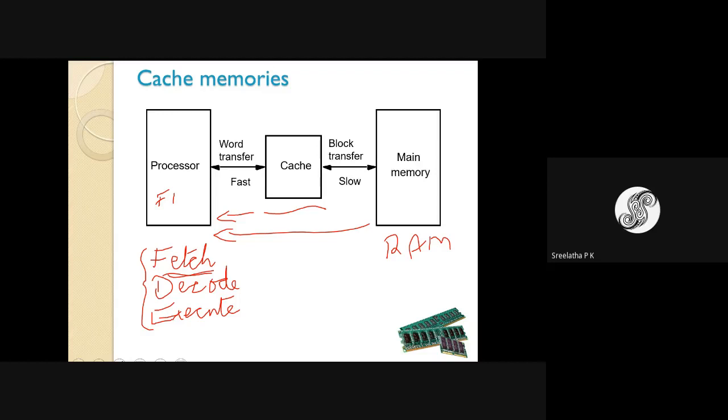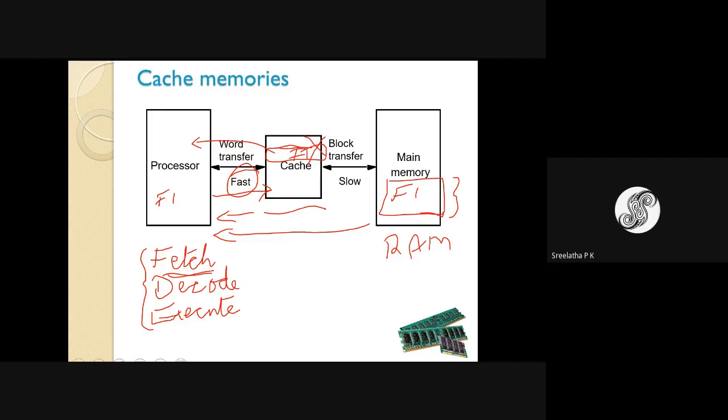When it wants to fetch an instruction, it checks in the cache memory because it is faster. It checks if that instruction is there. If the instruction is available, suppose F1 is available, it transfers that word of instruction to the processor. If that instruction is not present, then from the main memory the instruction is taken, and the block of main memory, which contains a number of words, is moved to the cache. Why is a block of main memory moved?